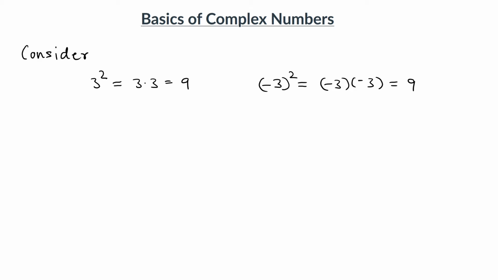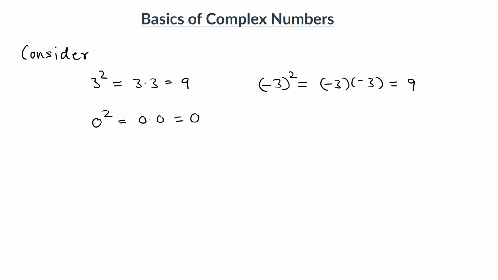How about 0? If you square 0, this also means 0 times 0, so you get 0. So you can see that when you square a positive number, you get positive. When you square a negative number, you still get positive. And when you square 0, you get 0. So that means you get either a positive number or 0.